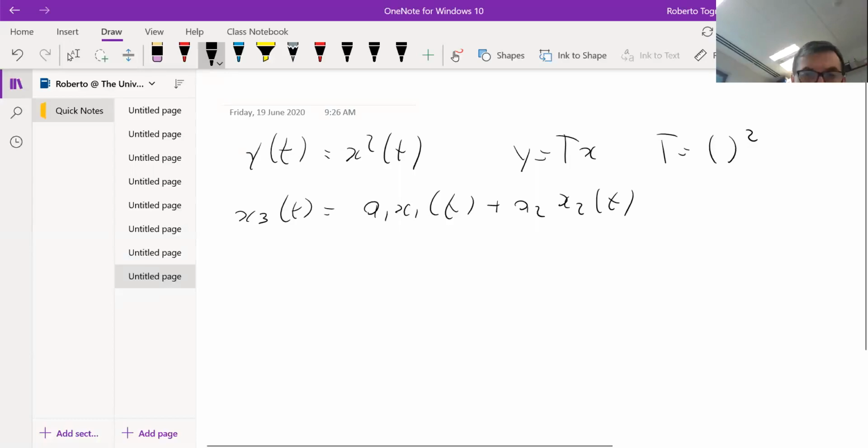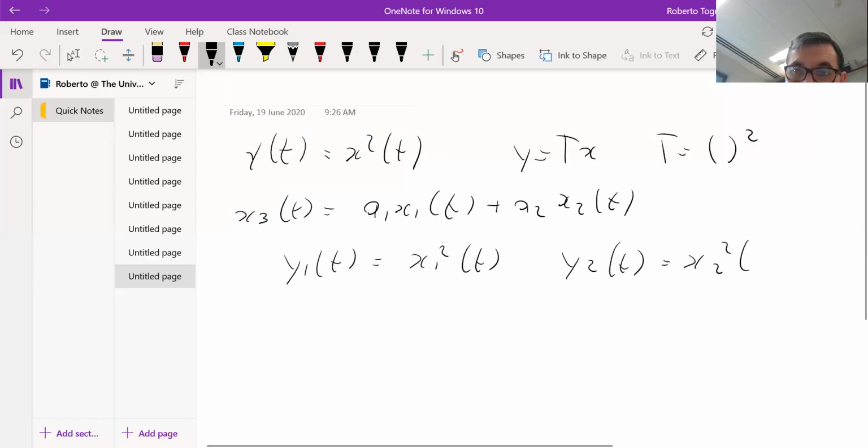Now, what we can say is this: y1 of t will equal x1 squared of t. In other words, if the input is x1, you just square it to get the output. Similarly, y2 will equal x2 squared. So if the input you apply is x1, this is the output. If the input you apply is x2, this is the output. The question is, what is the output if you apply x3? x3 is the sum of x1, x2 multiplied by a1, a2.